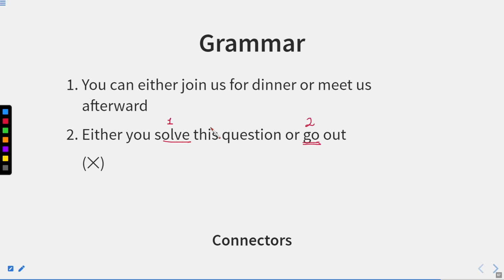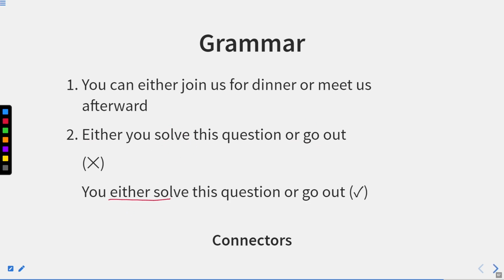And as I told you before as well, either and or should be placed immediately before the options. So here you can see or is just before go, which is the second option, but either is not just before solve, which is the first option. So the correct sentence will be: you either solve this question or go out. Here solve is the first option and go is the second option. We are using or before go and either before solve. So this will be the correct structure of the sentence. I hope you got this.